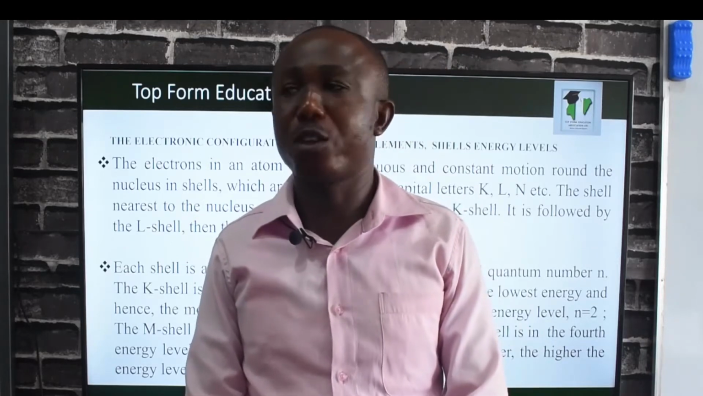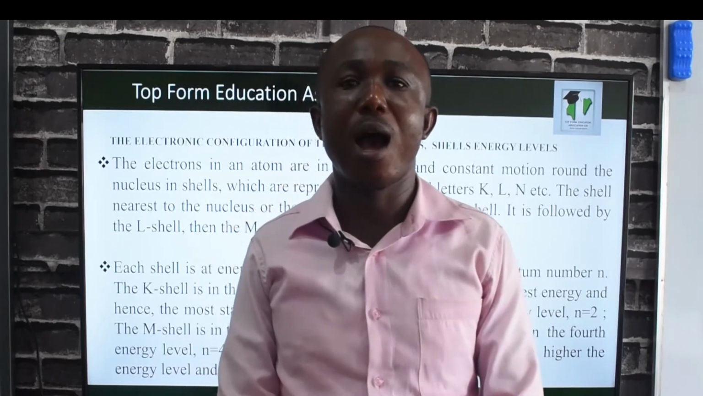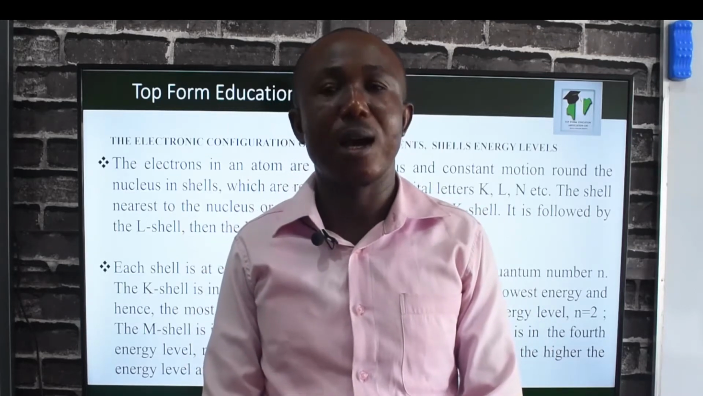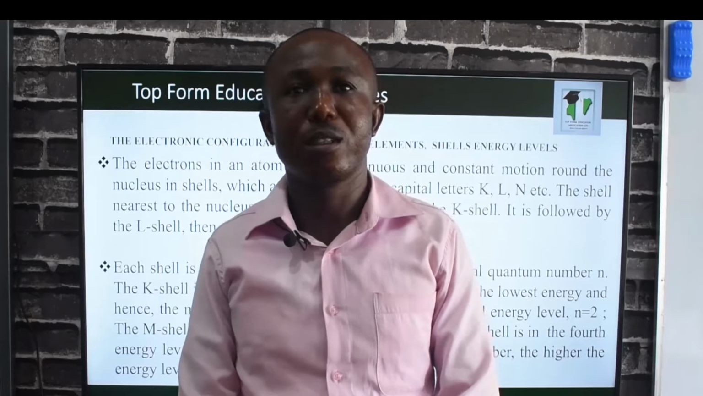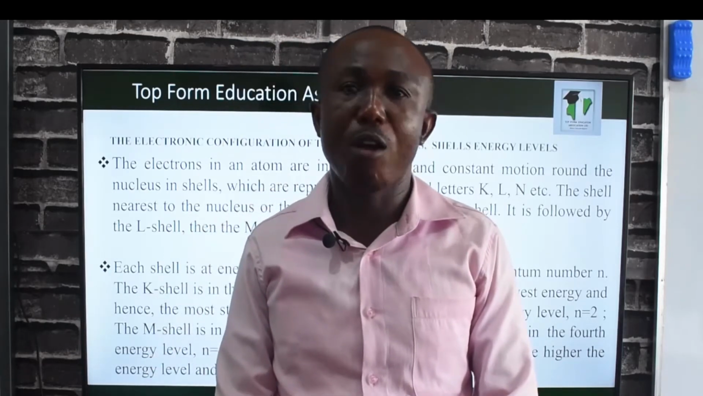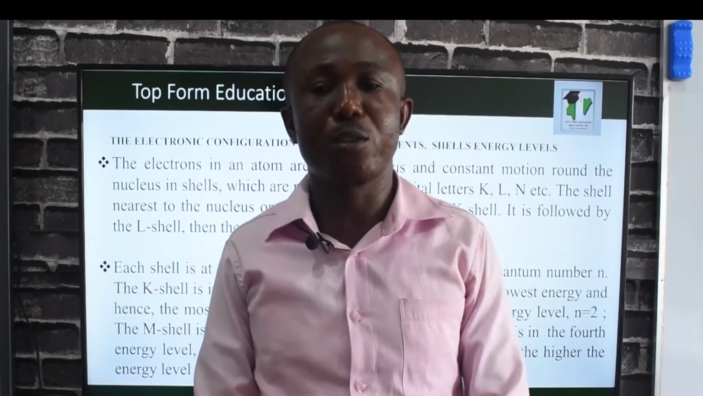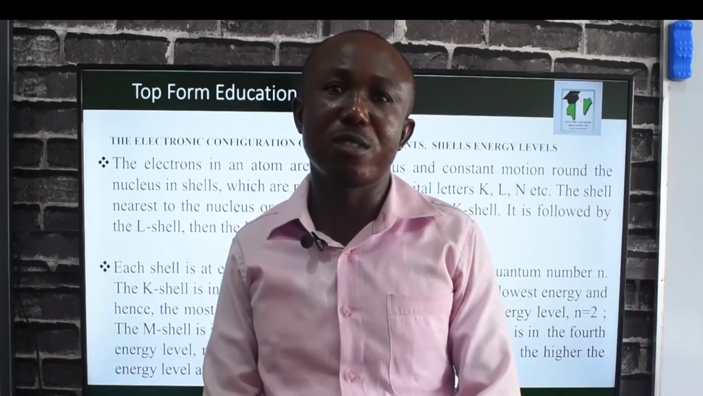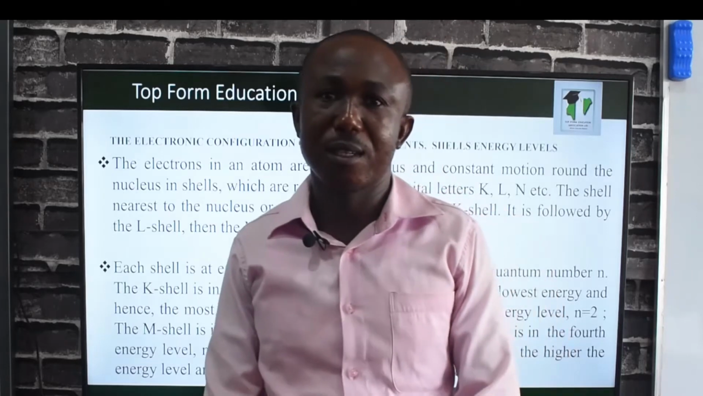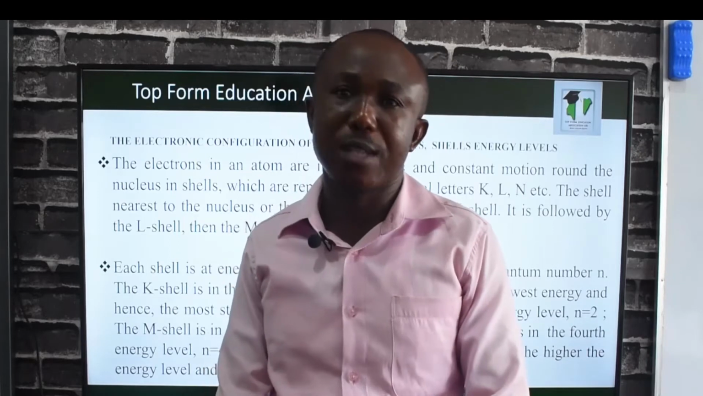In the previous class, we talked about the periodic table, and we said that the periodic table has a vertical column and a horizontal row. The vertical columns are called the groups, whereas the horizontal rows are called the periods. The groups are divided into group 1, group 2, group 3, and so on till group 8. And then the periods are divided into 7: period 1, period 2, period 3, up to 7.